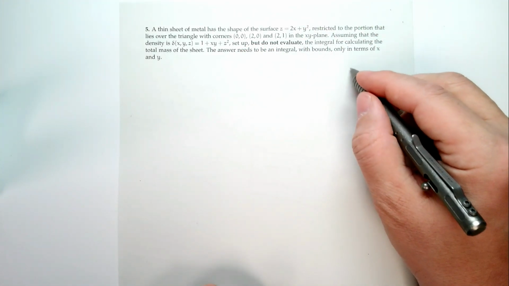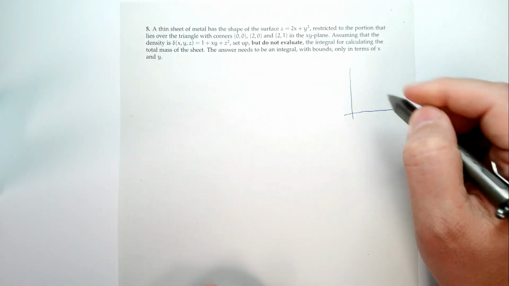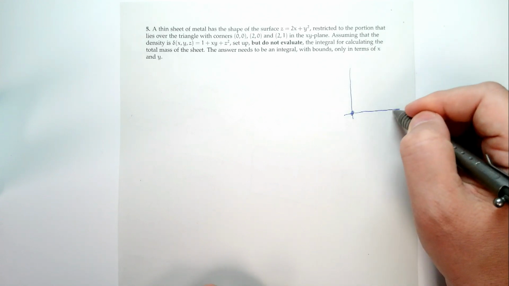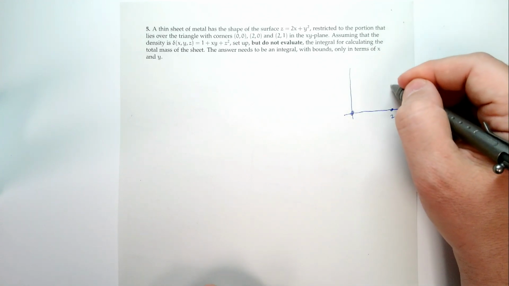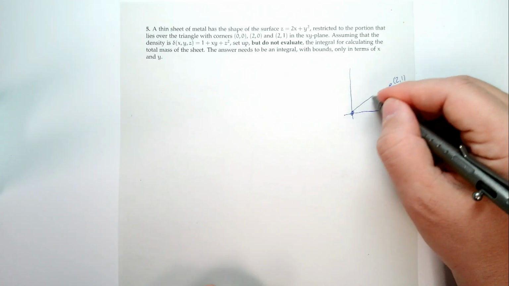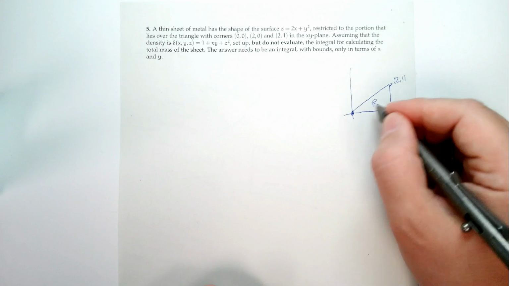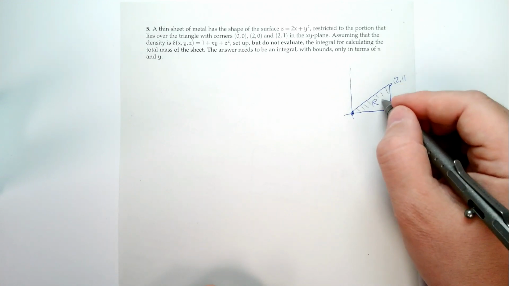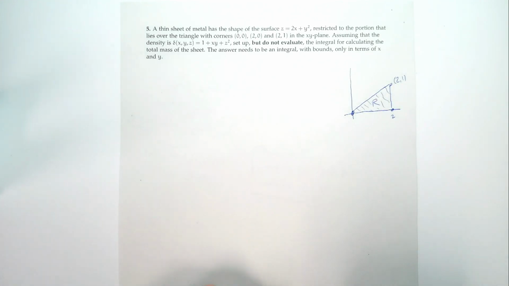Number 5. A thin sheet of metal has the shape of the surface z equals 2x plus y squared, restricted to the portion that lies over the triangle with corners 0, 0, 2, 0, and 2, 1 in the xy plane. Let's go ahead and just sketch that triangle really quickly. 0, 0, 2, 0, 2, 1. So there's our triangle. So here's our region R. All right, now what's next?